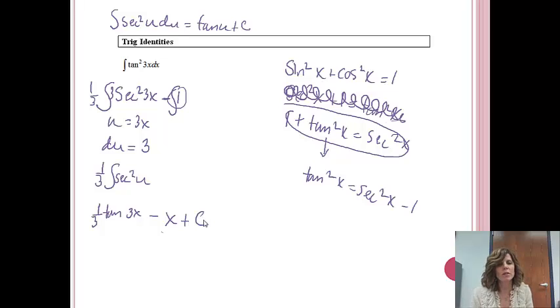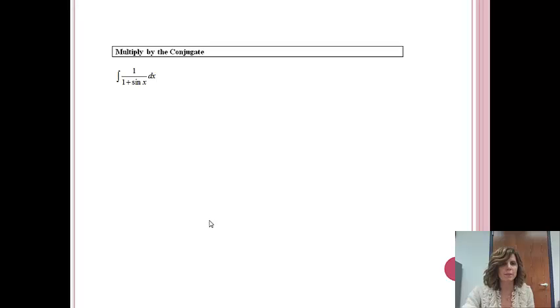So once again, I was able to get to an answer. All right, final little technique we're going to have is something that's called multiplying by the conjugate. All right, I see this problem. Doing a u substitution won't help. Don't know any trig substitution that I can do.